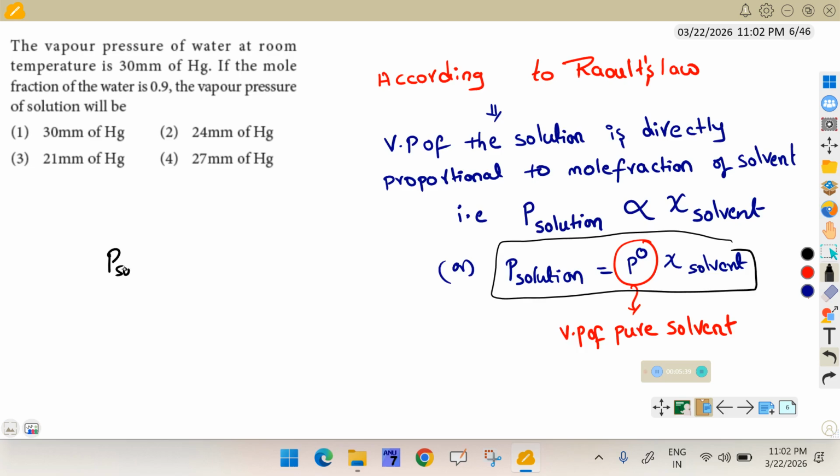P naught means vapor pressure of pure solvent. Here already given, vapor pressure of pure solvent, here the solvent is water, is 30, into mole fraction of solvent 0.9. Simplify, then you will get 27. Correct option is the fourth one.